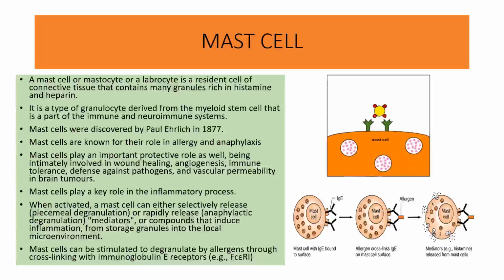So in this animation you can see the allergen comes and binds with IgE. This stimulates the mast cell granules to release the inflammatory mediators. IgE is very important, right? There is a cross-linking of the IgE with the help of allergen and ultimately release of mediators like histamine and heparin by the mast cell.